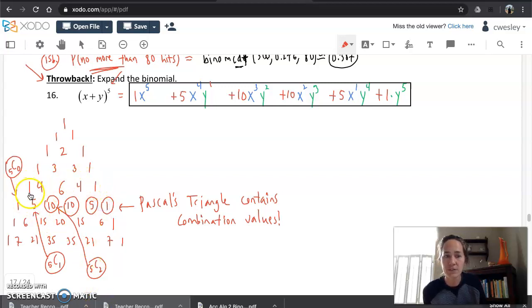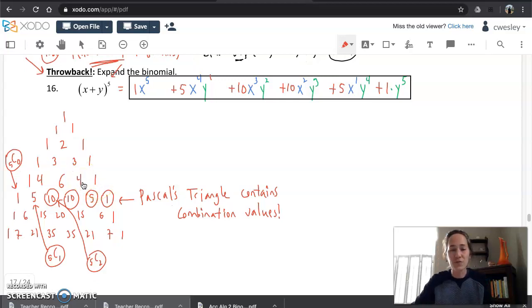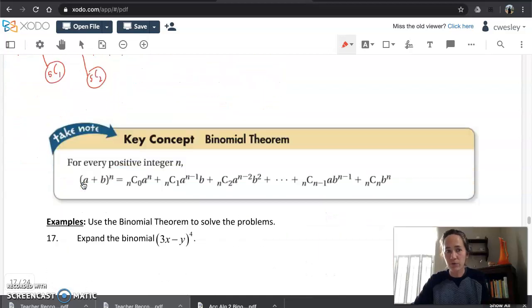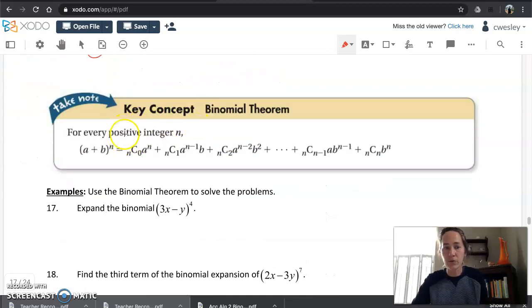Same thing for the 4s. Here's 4C0. I got to start with 0. 4C1, 4C2, 4C3, and 4C4. So the combinations are here, and there's a version of the binomial theorem that could have come into play when we were first learning tricks for expanding binomials, but now it should make some more sense, either using Pascal's triangle coefficients or thinking of the coefficients just as combinations.